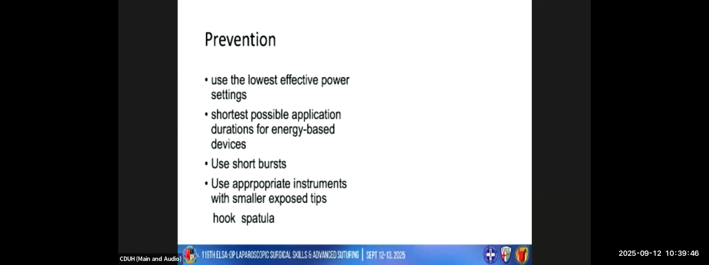So how do you prevent them? Usually when you start, use the most effective power setting at the lowest mode. Then when you do your cauterization, use short bursts and short application times with energy-based devices. Another is to use appropriate instruments with smaller exposed tips, like your hook or spatula. The Maryland and scissors with cautery must be used only when the laparoscopic surgeon has high proficiency.